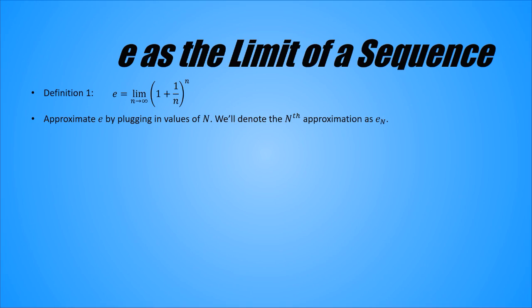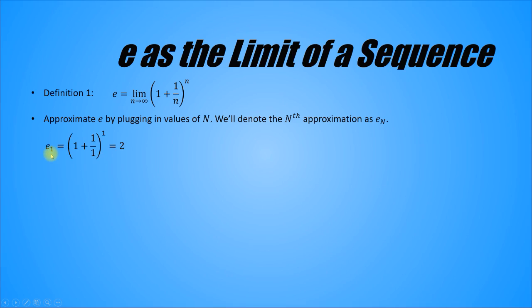Now, infinity is not some number that we could just plug into the expression. So to get our heads around this, we'll cap off the value of little n at some point, which I'll call capital N, to get approximate values of e. And we'll denote the nth approximation of e as e sub n.